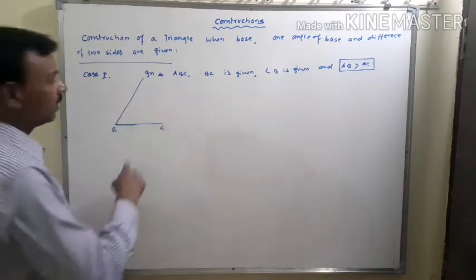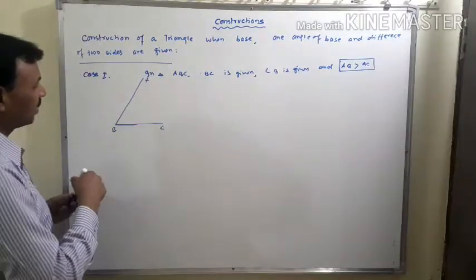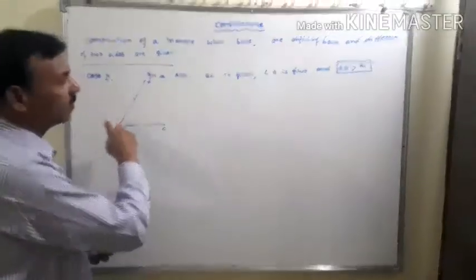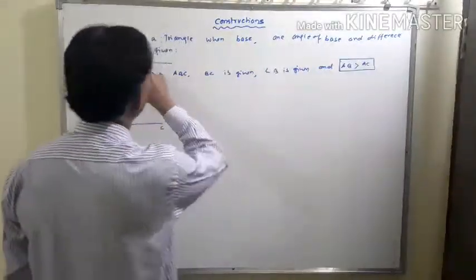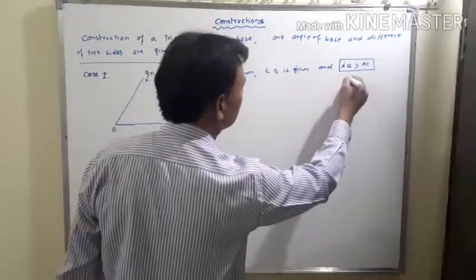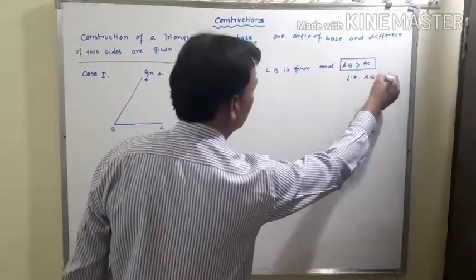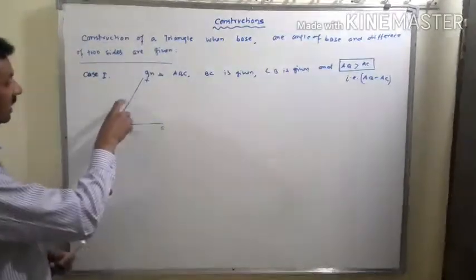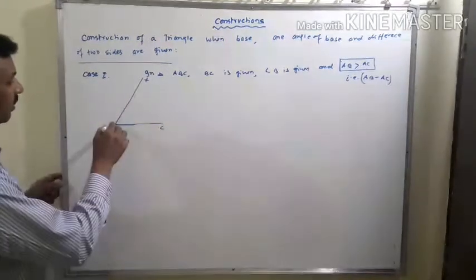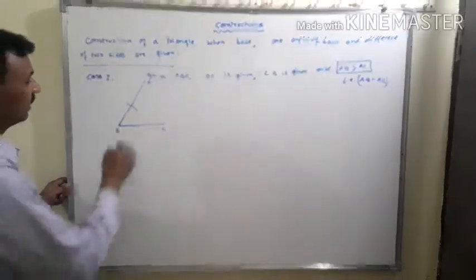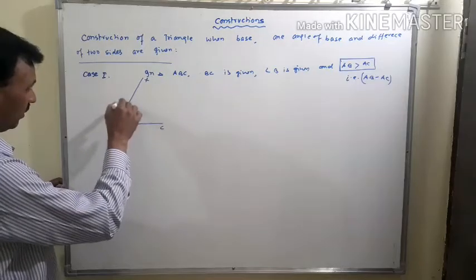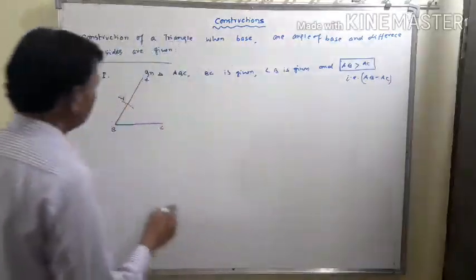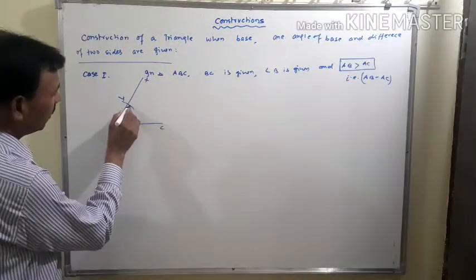Suppose this is BX. From BX we cut an arc equal to the difference of the two sides, that is AB minus AC, from B. Suppose this point is Y, so BY equals AB minus AC. Then join Y to C.